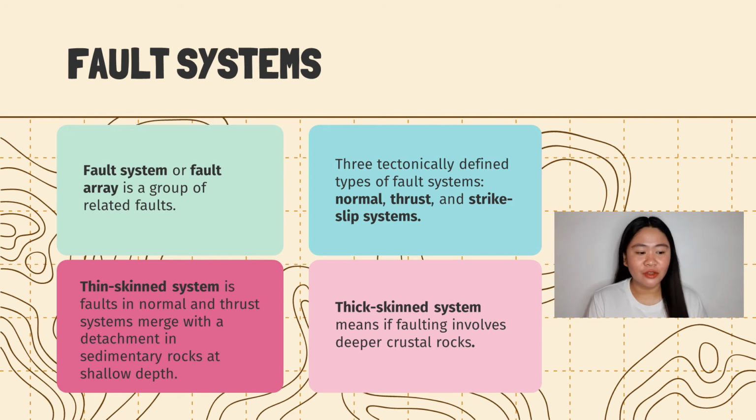There are three tectonically defined types of fault system, which are the normal, thrust, and strike-slip systems. Faults in normal and thrust systems that merge with a detachment in sedimentary rock at a shallow depth of 10 to 15 kilometers may be referred to as a thin-skinned system, while the strike-slip is a fault on which the two blocks slide past one another. If faulting involves deeper crustal rocks, it is called a thick-skinned system.